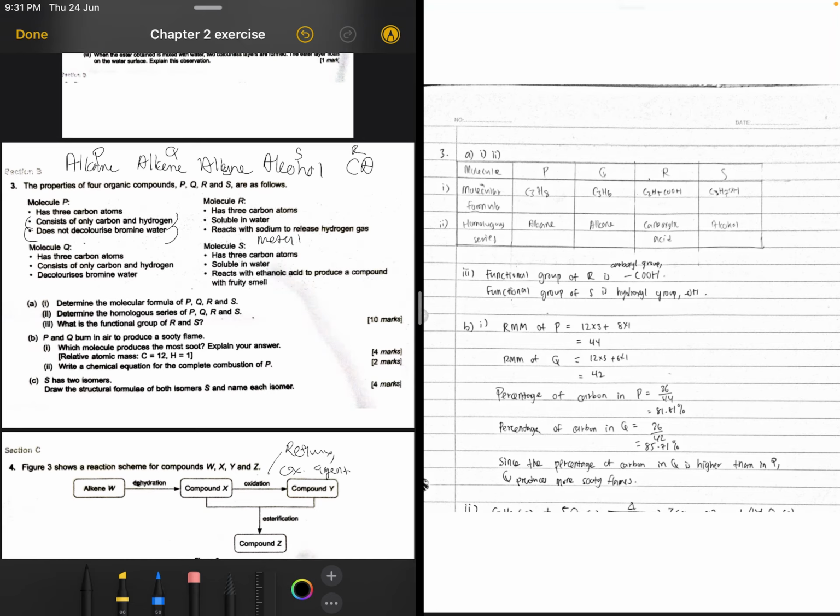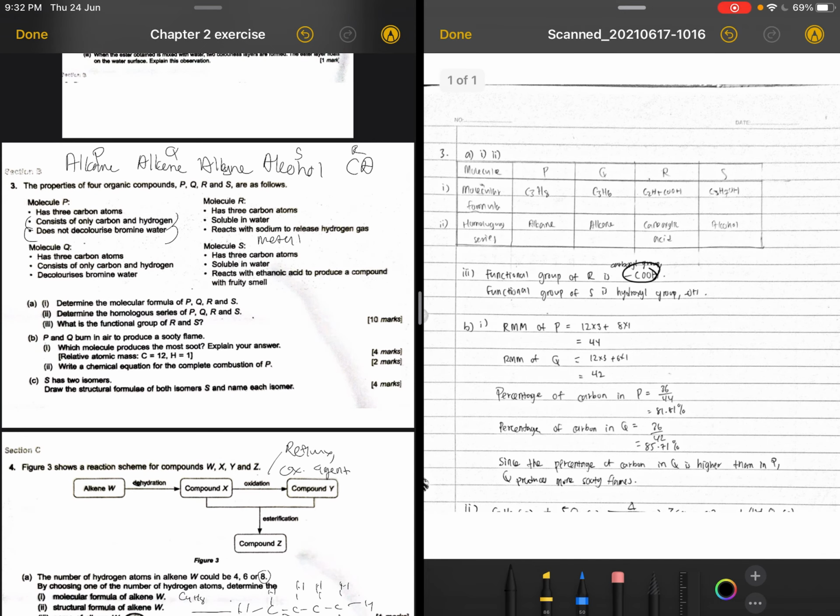How about 3? 3 is basically the functional group. The way you write it is, the functional group of R is carboxyl group, comma, and then write its formula. So it's COOH or OH. You have to put the dash as well. The dash shows that it is connected to the carbon atom. It's dash COOH or dash OH.